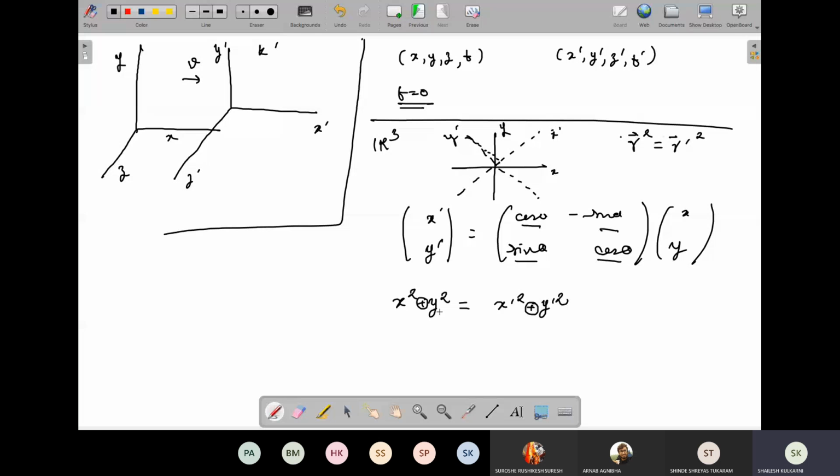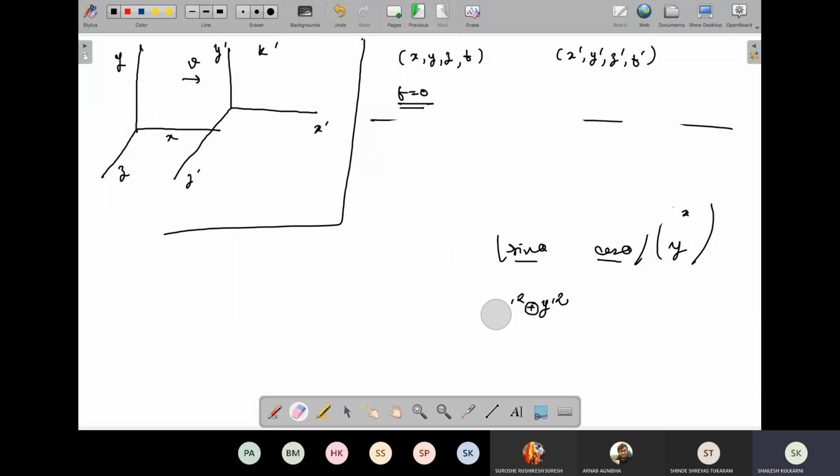But now we have a minus sign. Since our K prime frame is moving along the x prime direction, there is no change expected in the perpendicular directions.